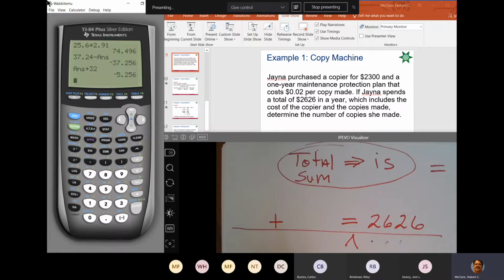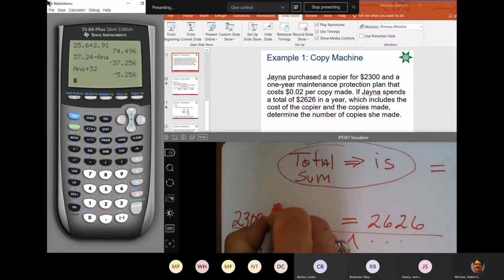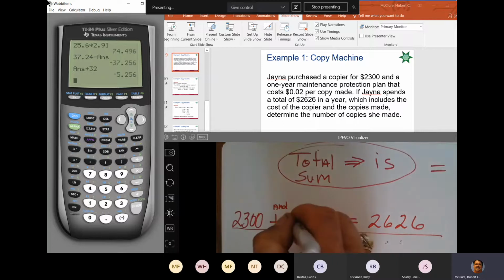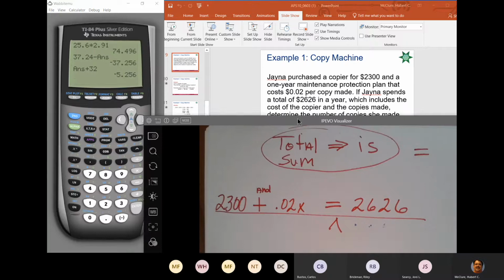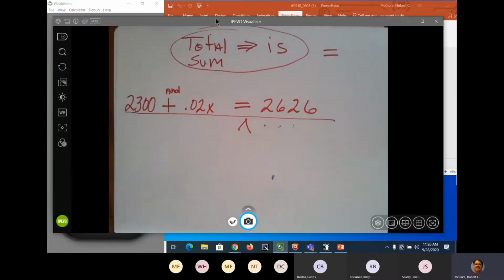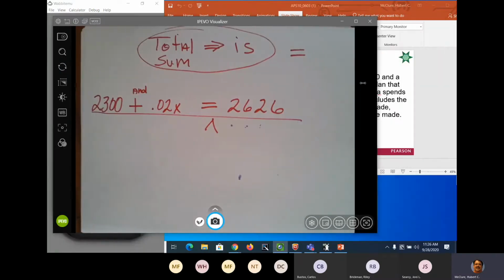Jana purchased a copier for $2,300, and a 1-year maintenance protection plan, 2 cents per copy. There you go. And that is your handy dandy equation. You'll have to excuse me, I got half this on another page.